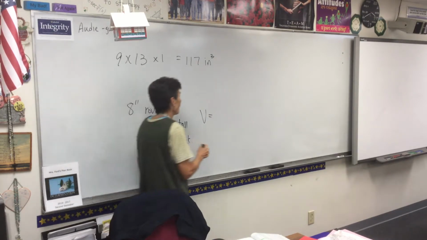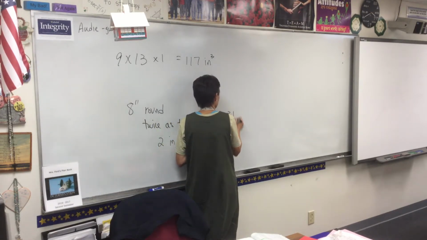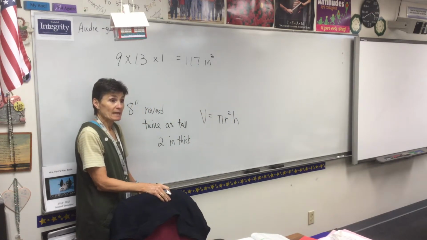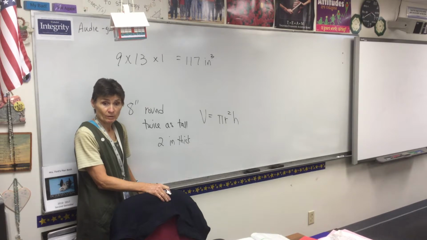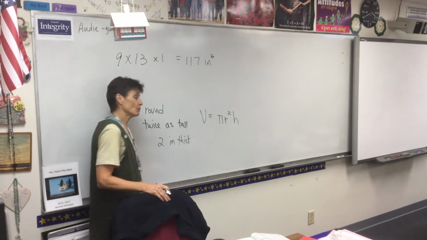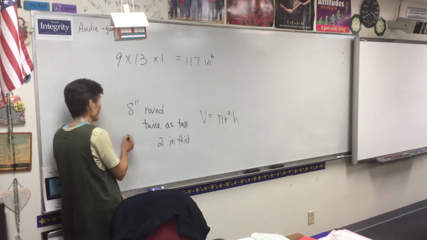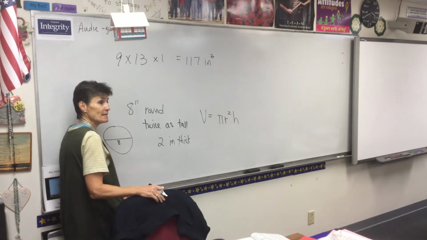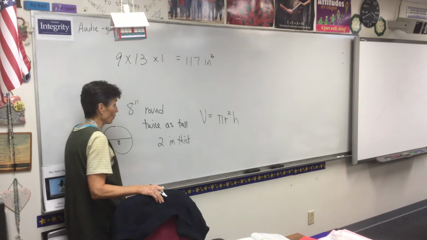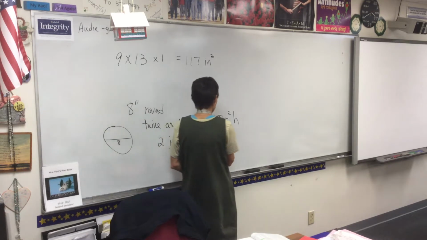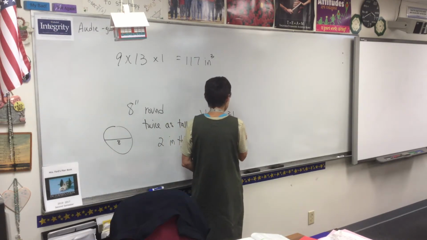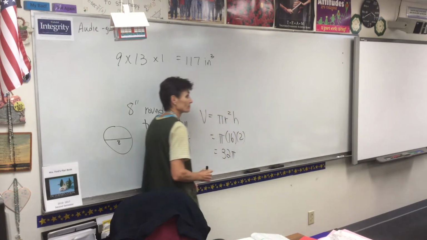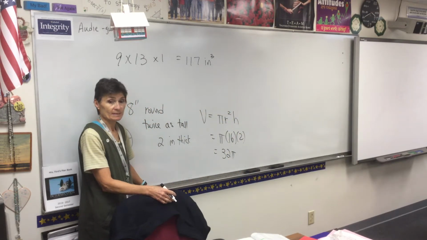It's close. Pi r squared h. R stands for the radius and h stands for the height. Now you don't have a book. This was an 8-inch round cake and it said the diameter was 8. So the radius is going to be 4. So our volume is pi times 16 times 2, or 32 pi. That's the volume.